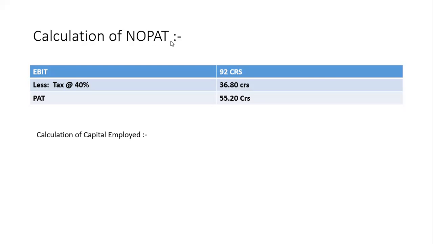Calculating the net operating profit after tax, NOPAT. How to calculate this? EBIT into bracket open 1 minus tax rate, bracket close. EBIT पे टैक्स रेट डायरेक्टली निकालना है और उसमें से माइनस करना है. Next is calculation of capital employed.